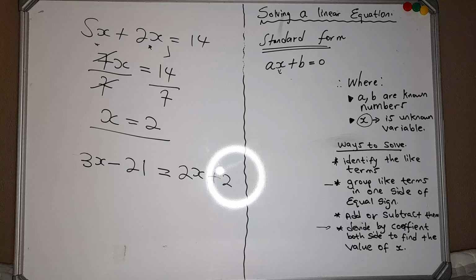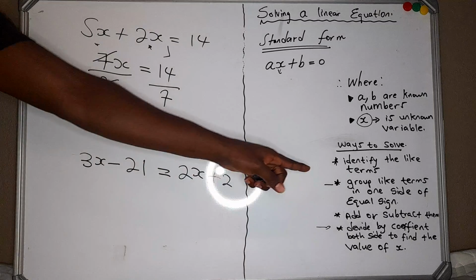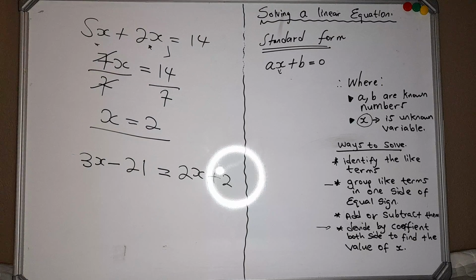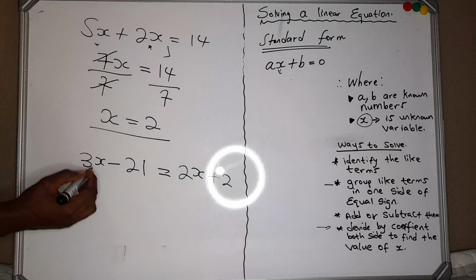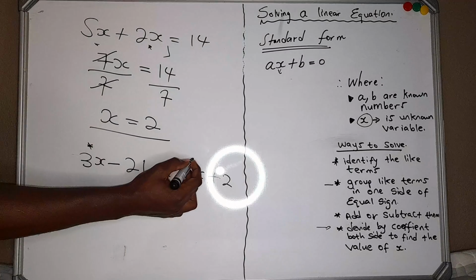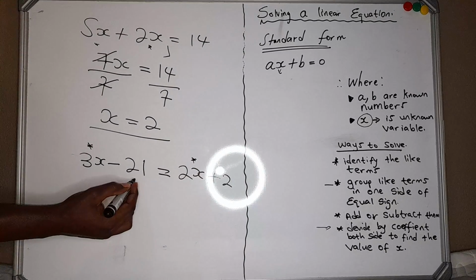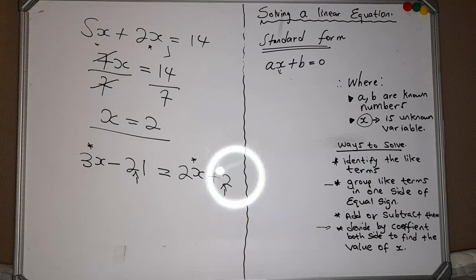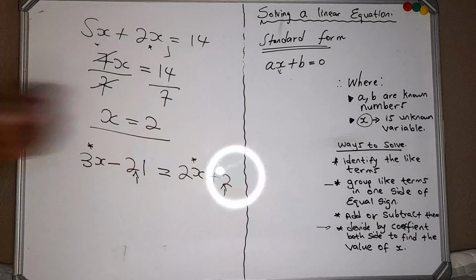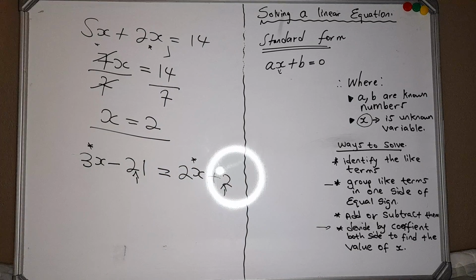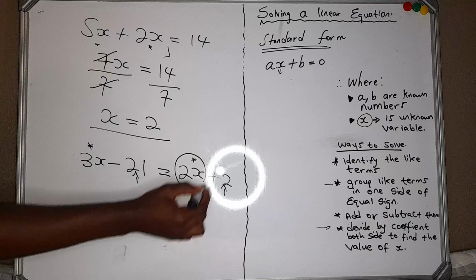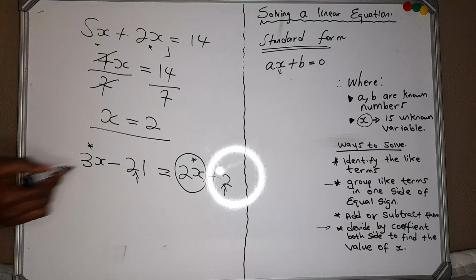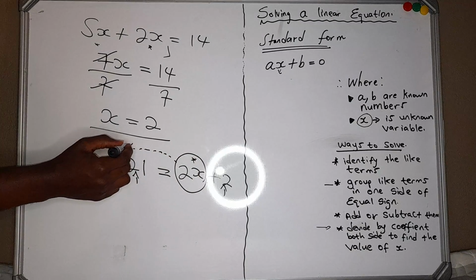So for you to solve for x, first we said you must identify the like terms. How do you identify your like terms? You must mark them. This one and this one are like terms. This one and this one are like terms. So after identifying your like terms, you must group them. How do you group them? You take the like terms which contain the unknown variable to be on this side of the equal sign.